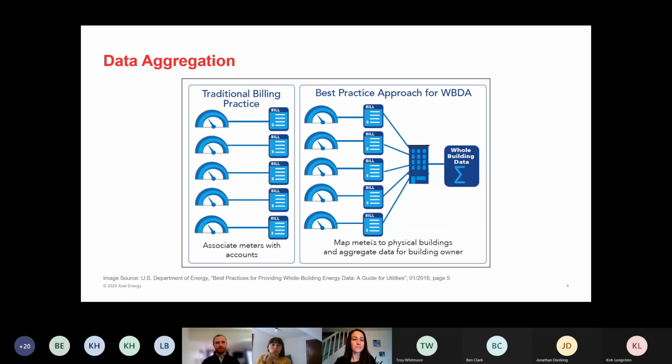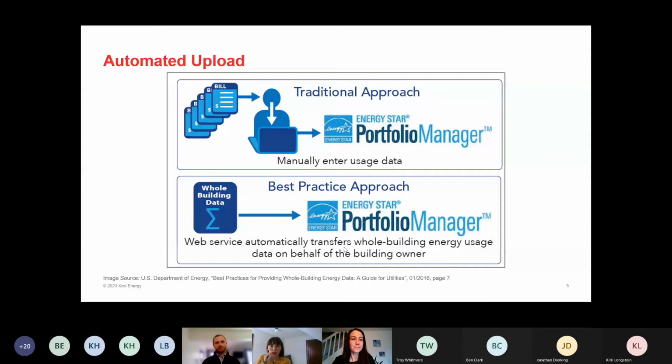Next slide. And this is just a quick little graphic of what I was talking about with meters to buildings and not meters to accounts. Just a best practice approach. And then the next slide will also quickly look at the automated upload approach, taking that whole building data aggregation and then automatically uploading it into Energy Star Portfolio Manager instead of having to manually do it. Next slide, please.